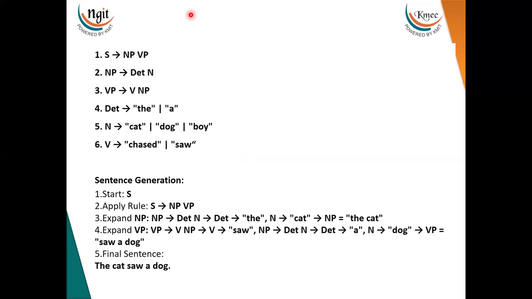So now let us try to understand this with a few examples. We have derived a rule that a sentence has a noun phrase and a verb phrase, where the noun phrase and verb phrase on the right hand side are non-terminals, and are again defined here. That is, a noun phrase has a determiner and a noun, where a verb phrase will have a verb and a noun phrase. Now the determiners are the or a, where the noun can be chosen from cat, dog, boy, whereas V is for verb.